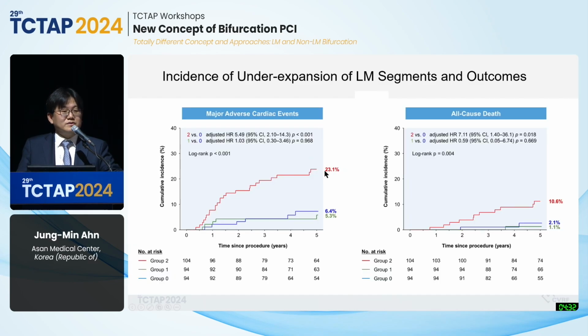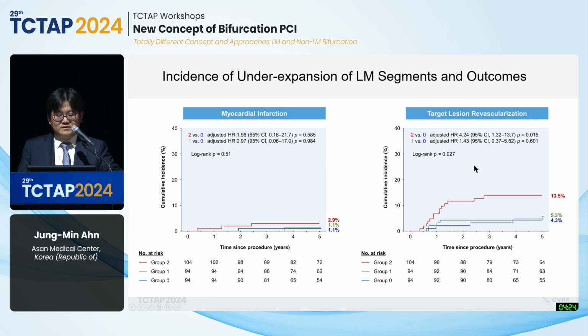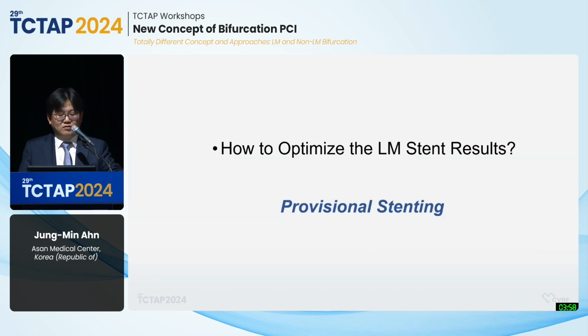Only patients with both sides under-expansion, LAD and circumflex, are associated with a higher risk of MACE or cause death, myocardial infarction, and target lesion revascularization. So if we avoid the worst scenario, losing both branches, then we can get good long-term outcomes. So the optimal result would be getting the optimal result of the LAD and circumflex ostium, even if we can get one side optimal result, it is associated with good long-term outcomes.